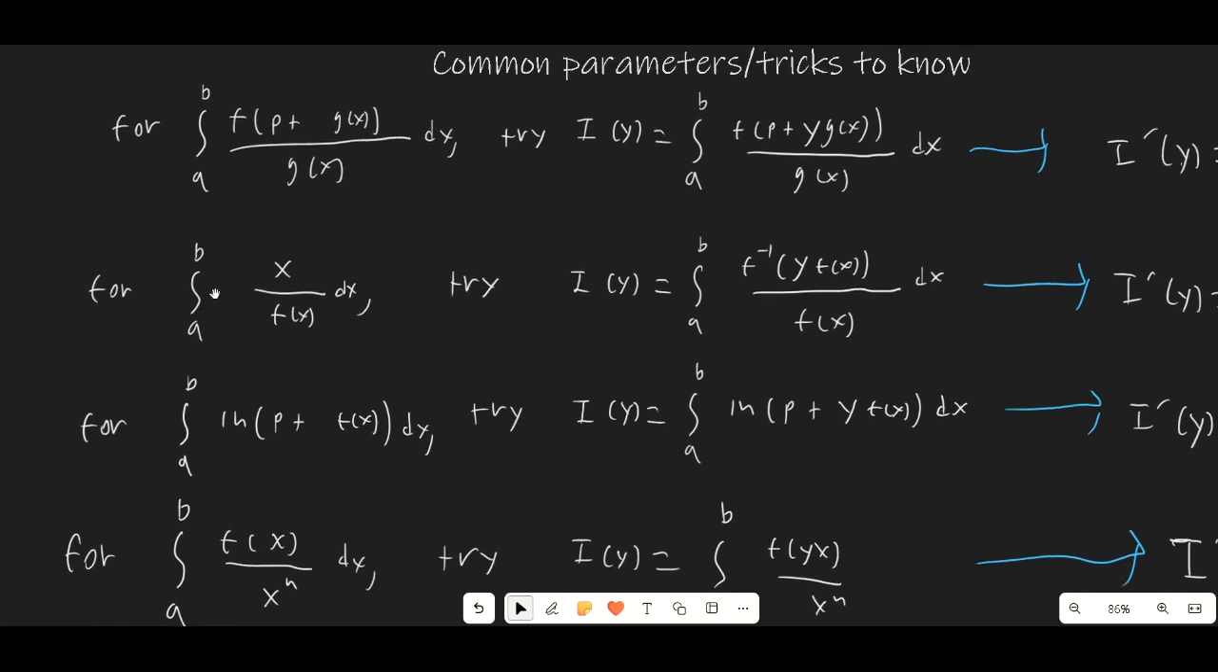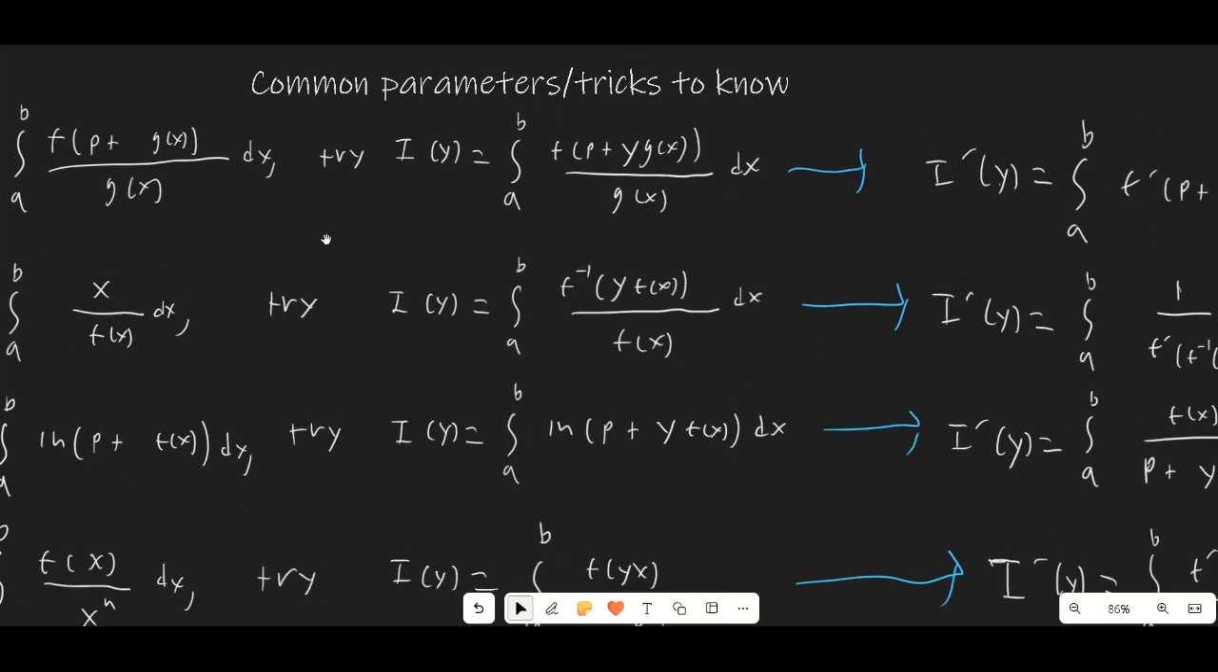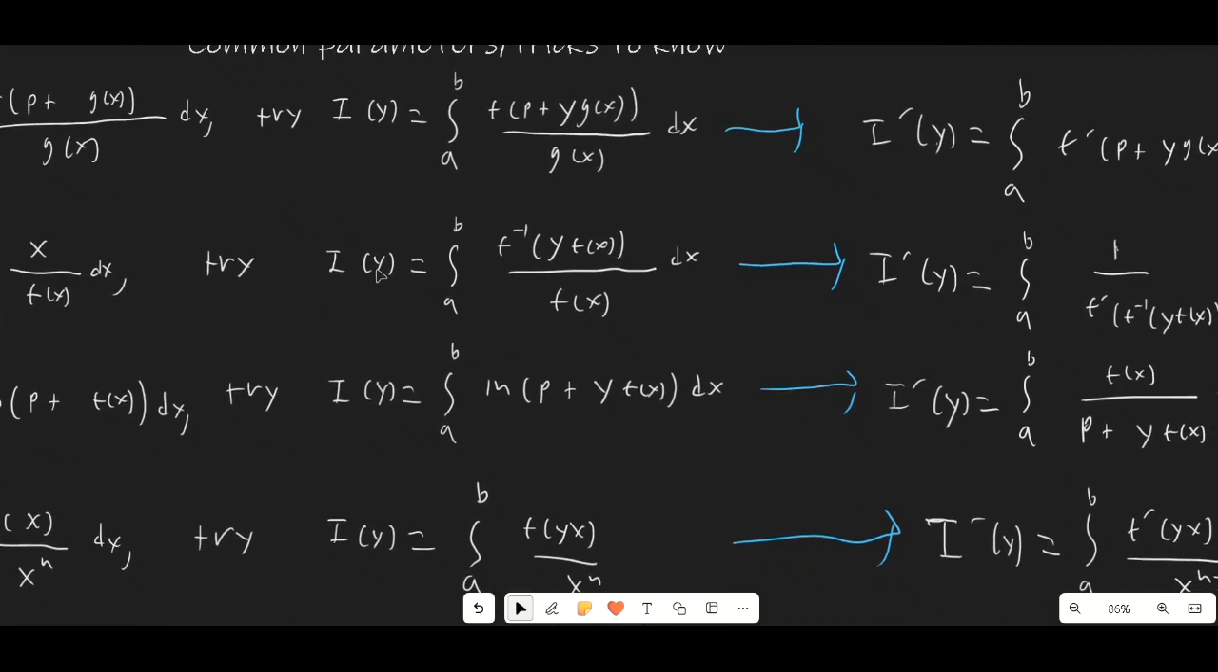So that's a good trick to know. If you have x over f of x, this is actually a very similar situation. This looks a little bit silly, but you can try I of y equals the integral from a to b of f inverse of y f of x. Now notice, if we set y equal to 1, then we just end up with our original integral because we have f inverse of f of x. And when we set y equal to 0, we just end up with f inverse of 0 over f of x. So y equals 0 is probably going to be your starting point, and y equals 1 is your ending point, right?